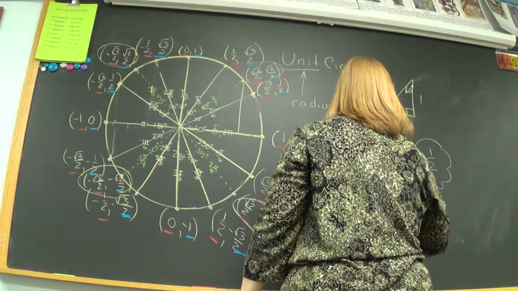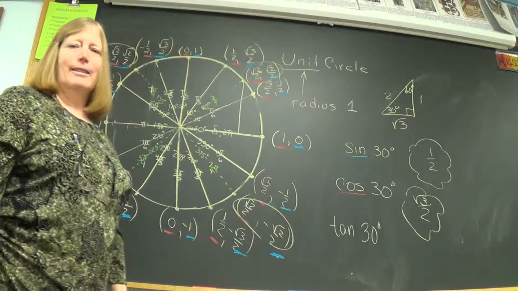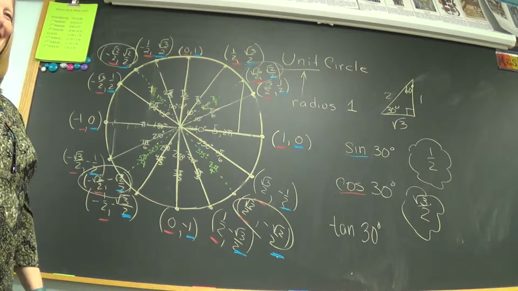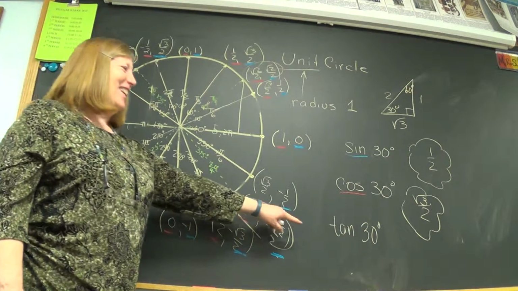All right. Let's do tangent of 30. Can we do that in a different color? Oh, it's the opposite. Yeah. Very good. Opposite. Good. You guys are no fun. I can't teach you anything today.